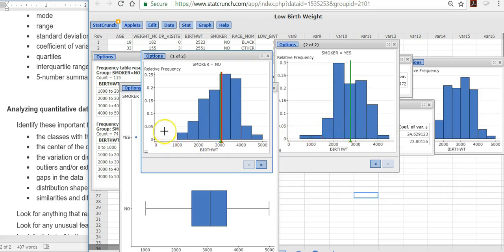A gap would be, for example, if we had a really low birth weight baby over here that was in this class, and then a gap between that bar. So if we had one class that didn't have anything in it, and then a class above or below that that did have something, that would be considered a gap. But that's not something that we saw in this data.